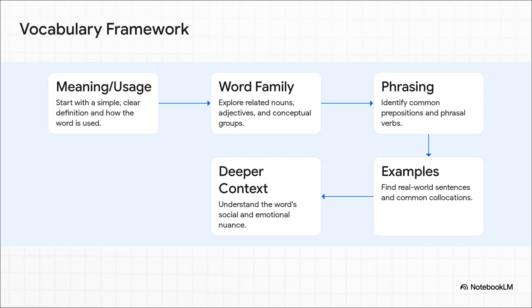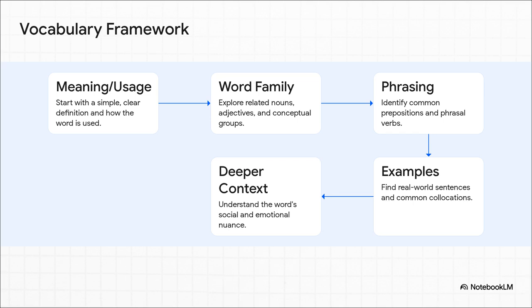All right, this is it. This is our master key for today, the 5-step vocabulary framework. So step 1 is simple meaning and usage. We start with the basics, a clear, simple definition. Then step 2 is the word family. We look at related words, like nouns or adjectives, to see all its connections.